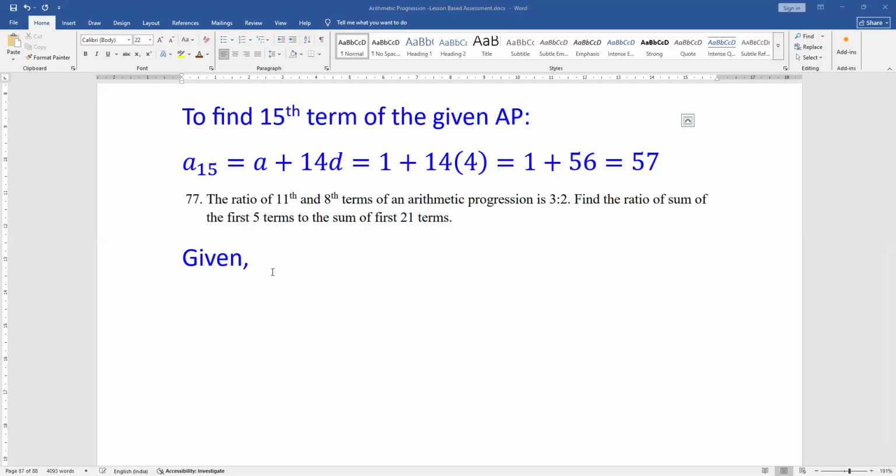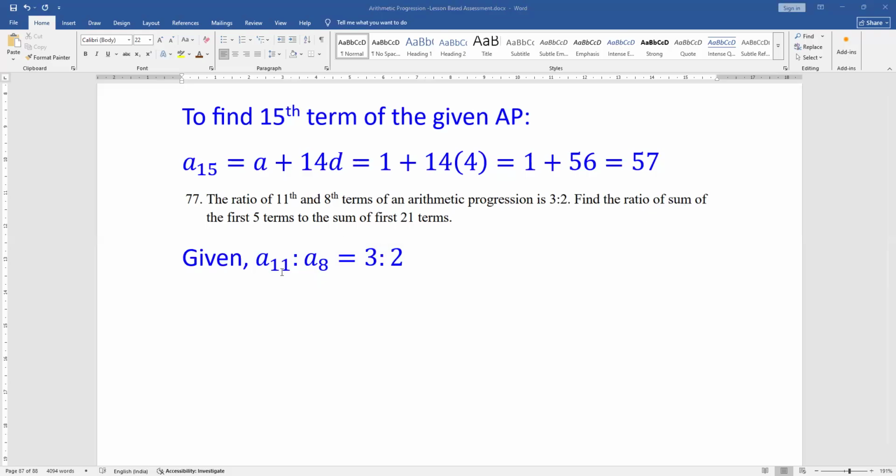Given the ratio of the 11th term to the 8th term, A11 is to A8, equals 3 is to 2. Next, what do we need to find out? Find the ratio of the sum of first 5 terms to the sum of first 21 terms.